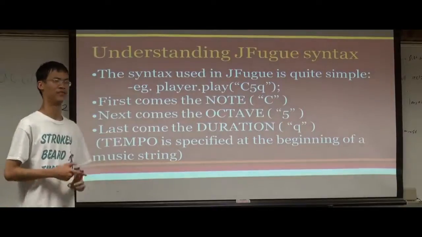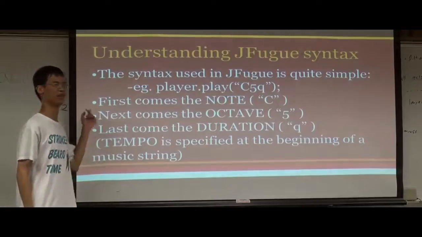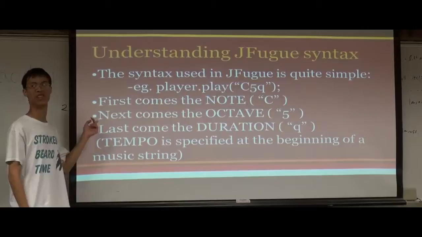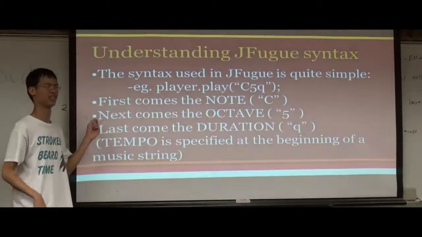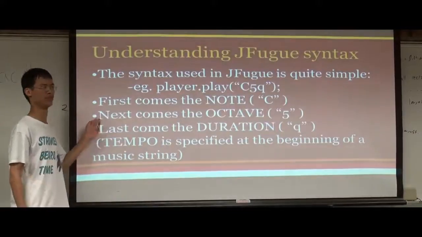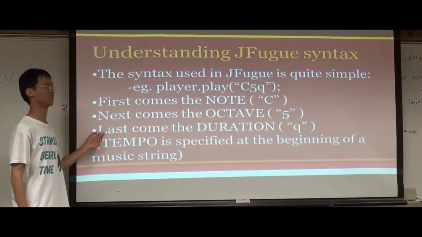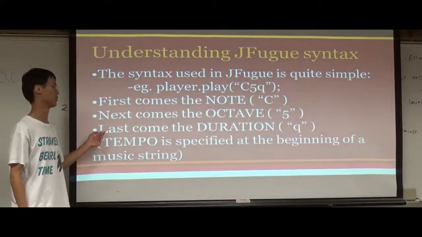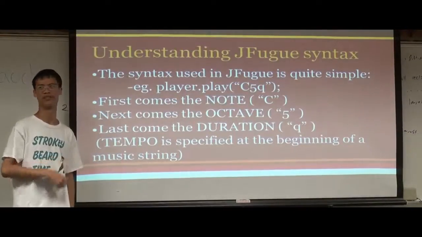So this is how JFugue reads its notes and strings. So first you write down what note you want to play. Then you type in a number between 1 and 8. If you don't put this, it automatically plays in that octave. Then you type in how long you want the note, like half note, quarter note, eighth note. And then tempo was specified at the beginning of the string.